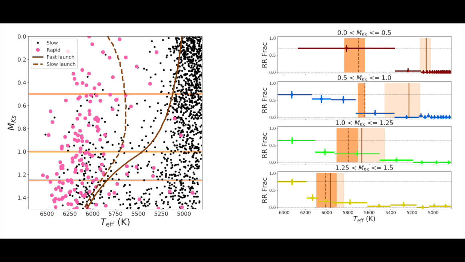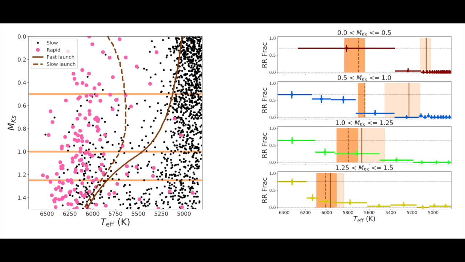The region between the dashed and solid brown lines is where the Van Saders models predict that stars transition from having detectable rotation to below our detection threshold of 10 kilometers per second. Qualitatively, the data agree with the model in this figure.